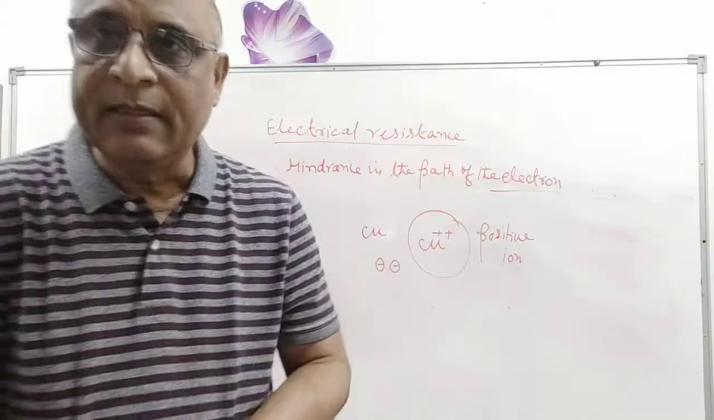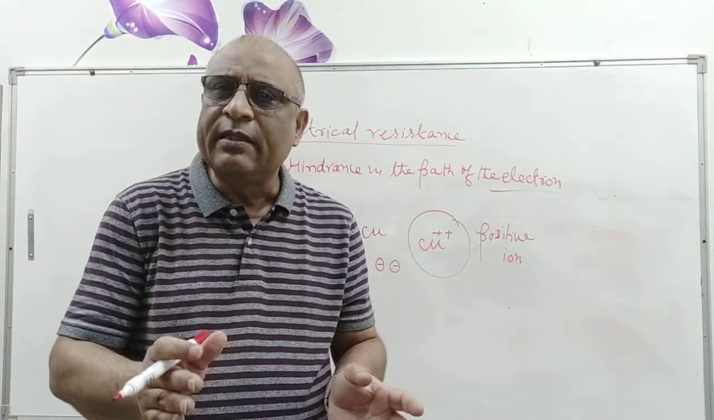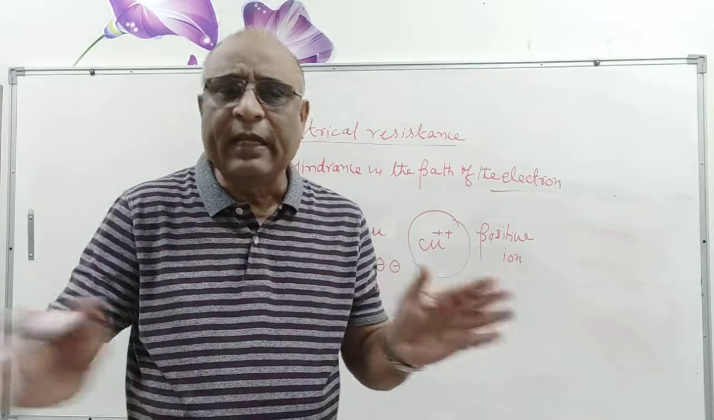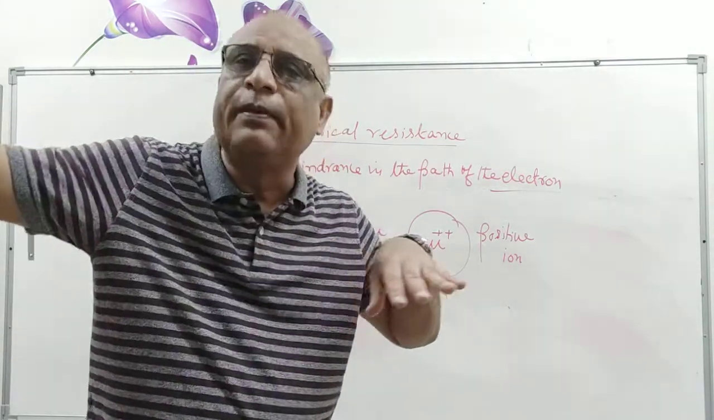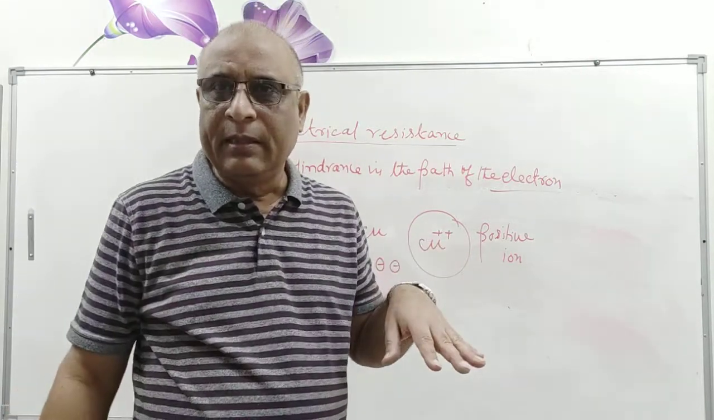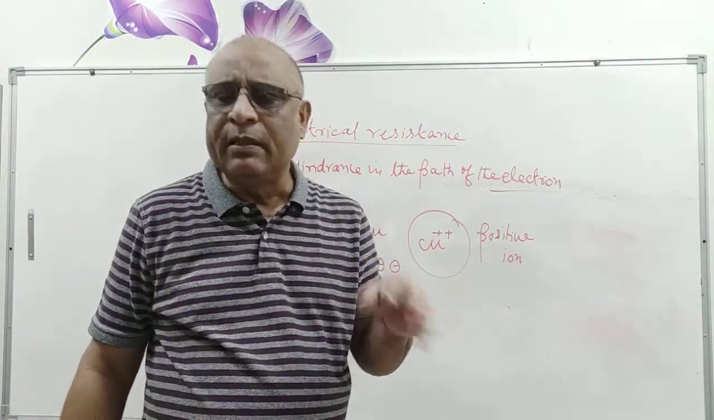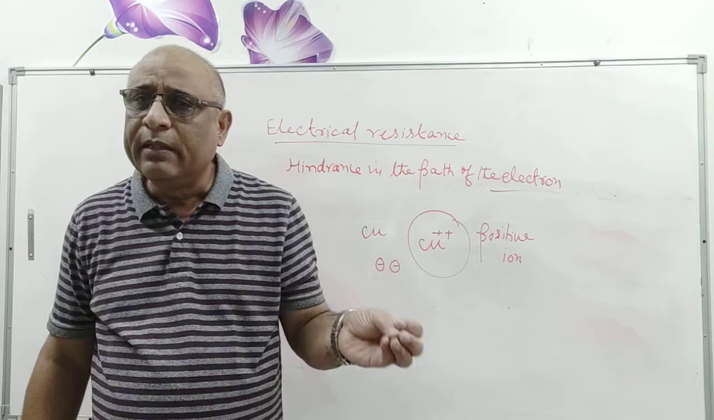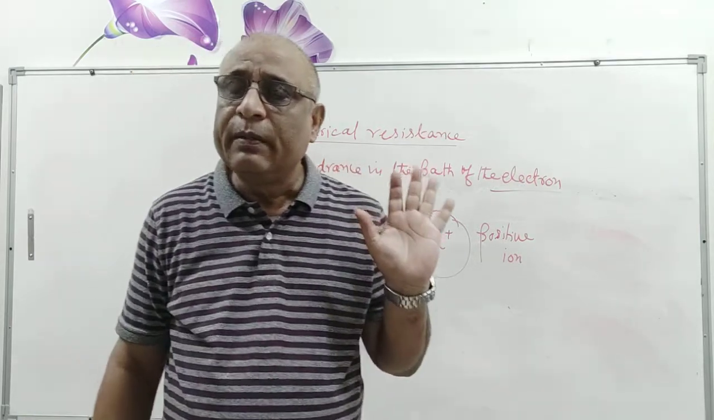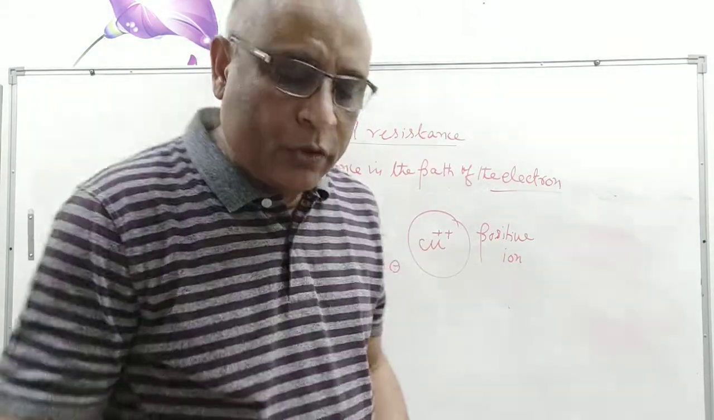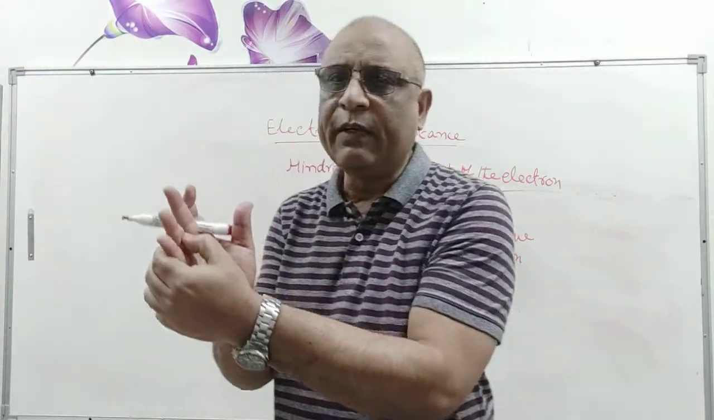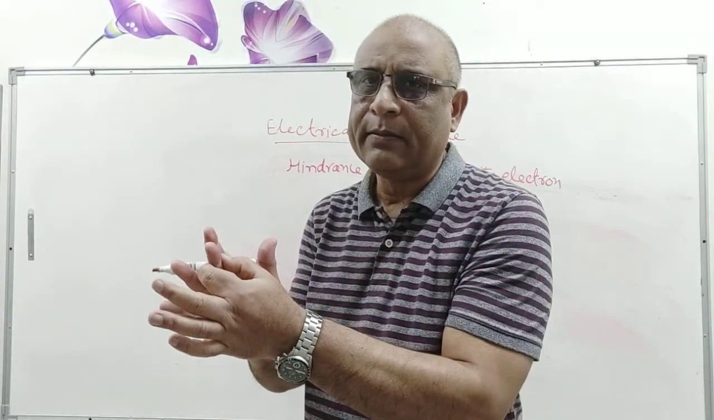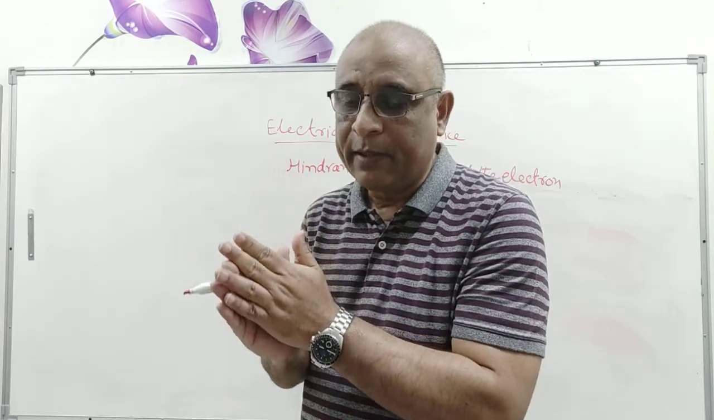And due to resistance, 40%, 50% of electrical energy is lost in the transmission wire. It can be minimized, but it can't be completely eliminated. It will be present. We will learn about current, potential difference, resistance and EMF.